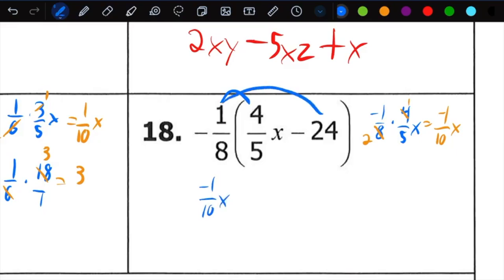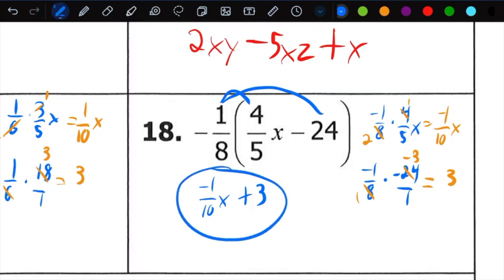As I multiply -1/8 times -24, I'm going to write that out. We can reduce 8 and 24 by 8 to make it 1 on the bottom left and -3 on the top right. And as we multiply straight across, -1 times -3 is +3 over 1, or just +3. So we have -1 over 10x plus 3.